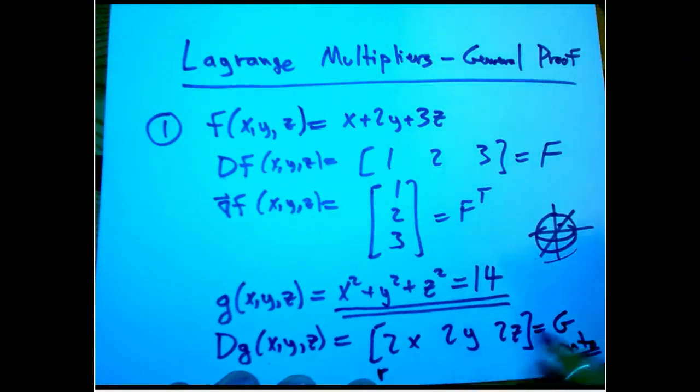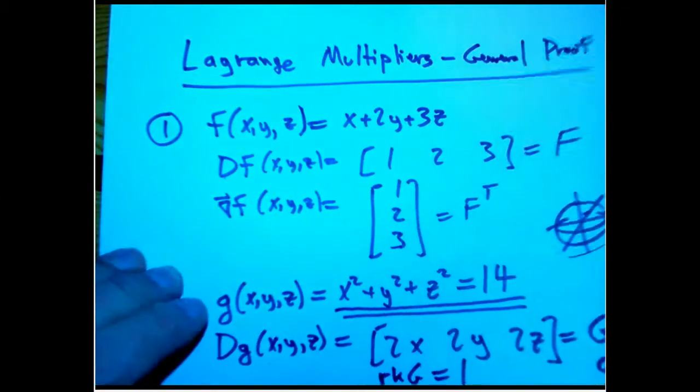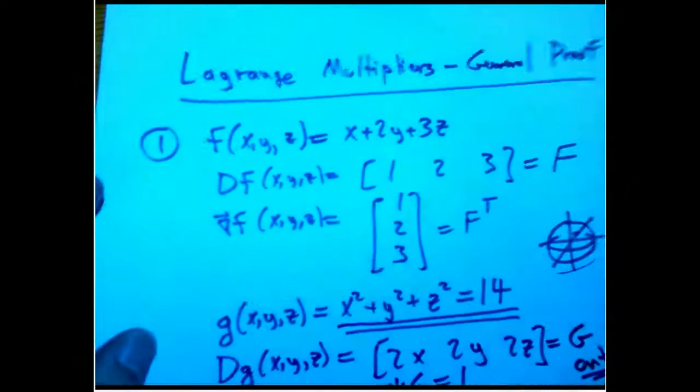What's the maximum rank a 1 by 3 matrix can have? The rank of G is equal to 1. Okay, so we'll see why that's interesting in a sec. Well, we'll see right now, really.